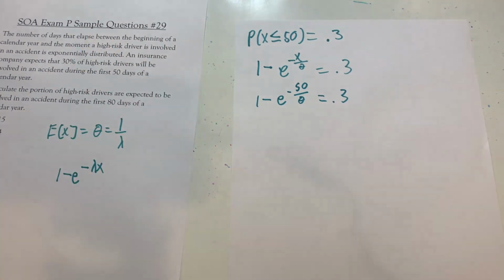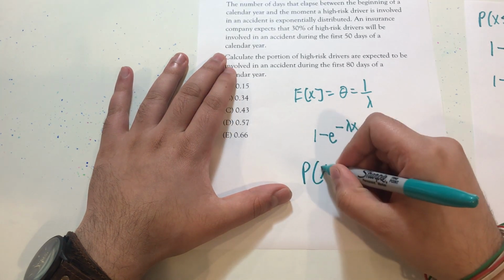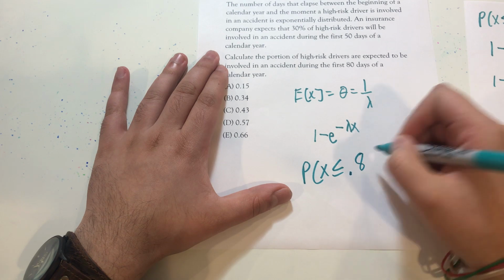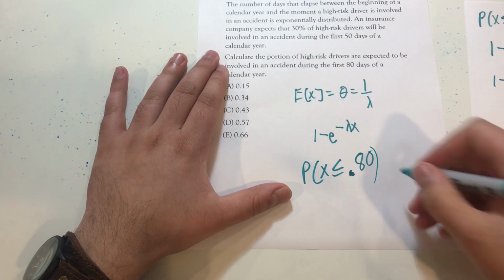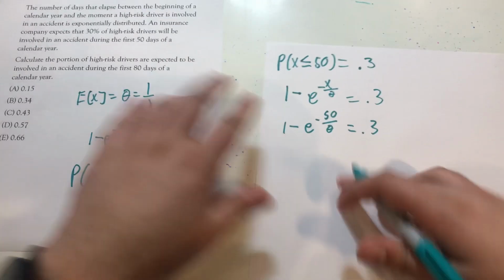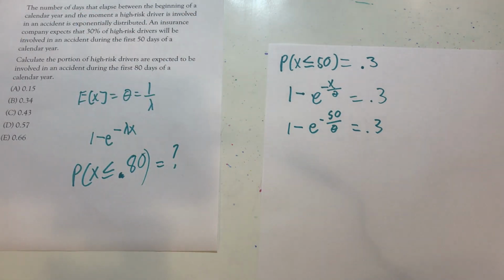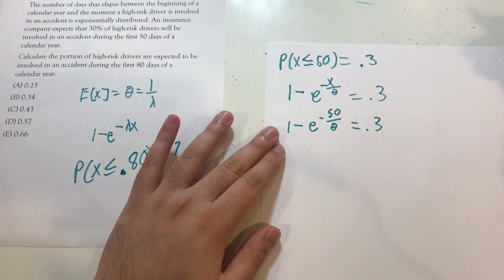And right now our job is to get theta. If we can figure out that parameter, we're going to be able to figure out what the question's asking us, which is the probability of an accident occurring within the first 80 days. Otherwise we're not going to be able to fill in a theta value for our equation. So let's go about solving this. At this point, this is algebra.